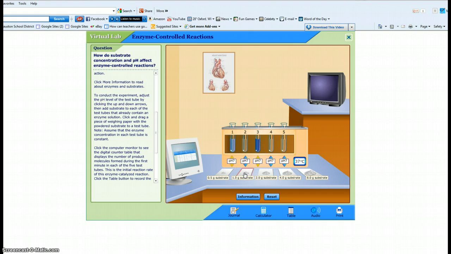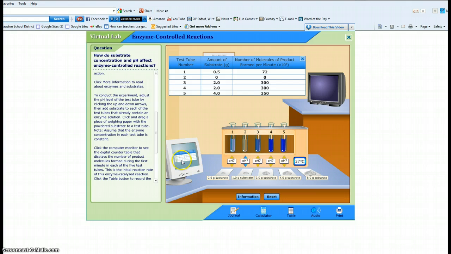somehow I didn't get that one in there. Anyway, okay, and then you can go to the table and see what happens. And what you're going to see happen is, see, I told you I didn't get that one in there. There it is.